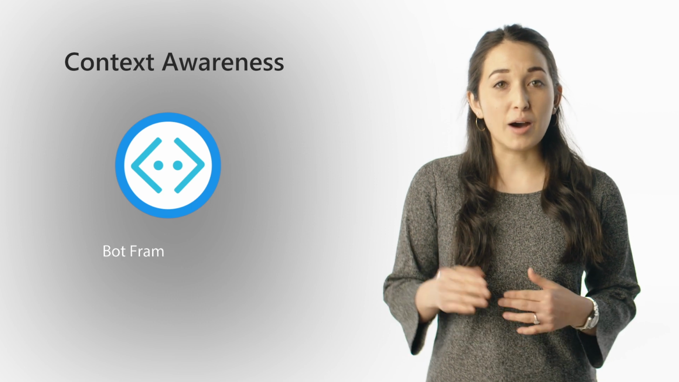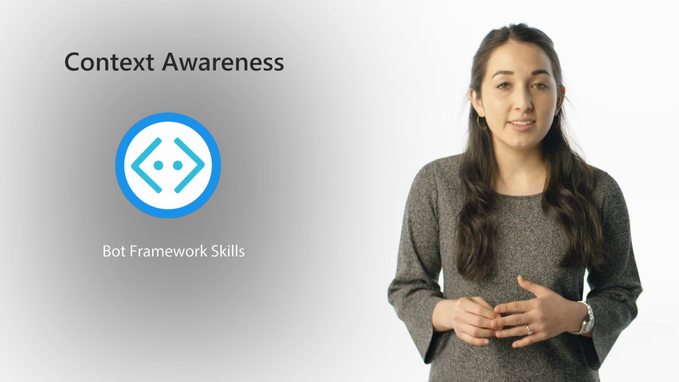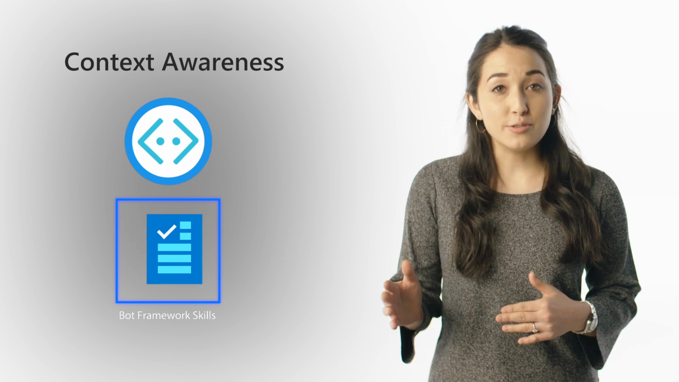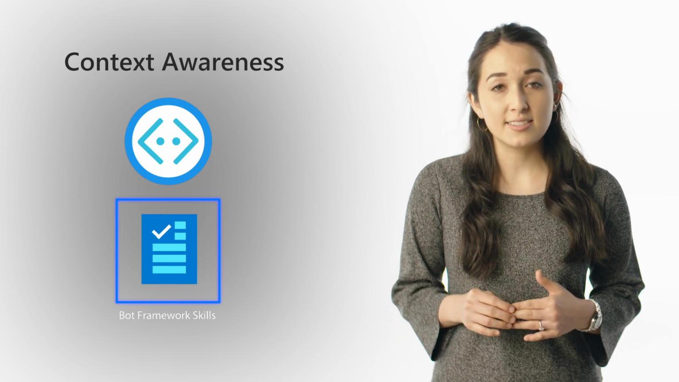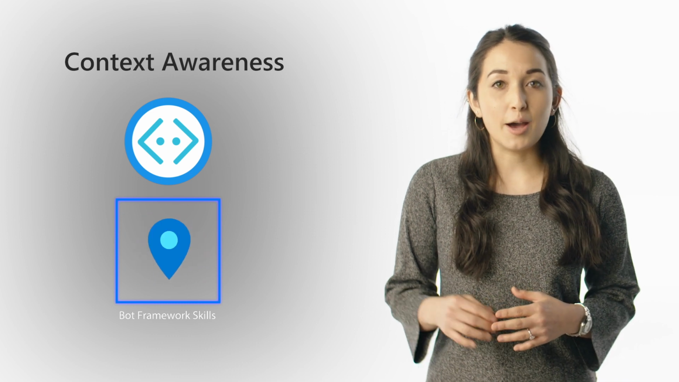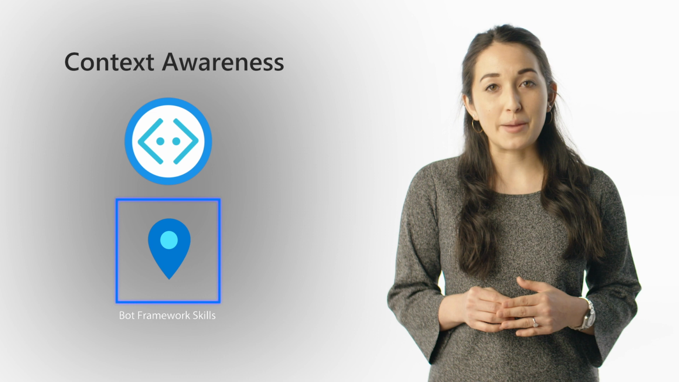Additionally, you can add context awareness by building skills to extend your bot further. We have a set of Bot Framework skills to get you started, including a calendar skill to schedule meetings, a to-do skill to manage task lists, a weather skill for information on local weather, a point of interest skill to incorporate maps information, and more. One thing to note is that each skill comes with a pre-trained language model for that specific scenario, but you can still further customize these models to understand intents and entities.